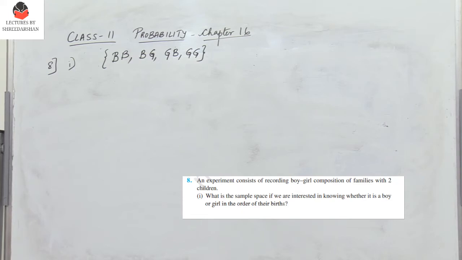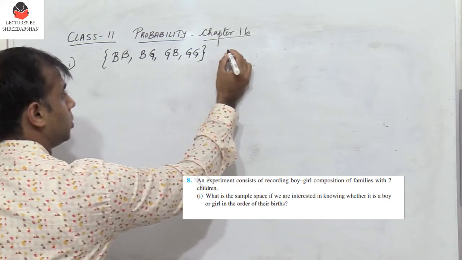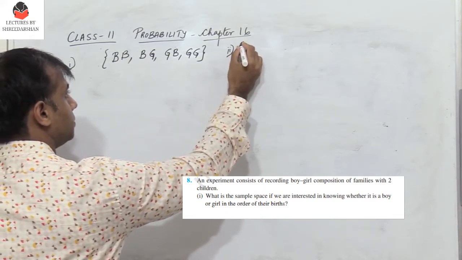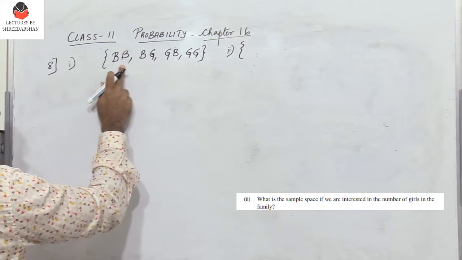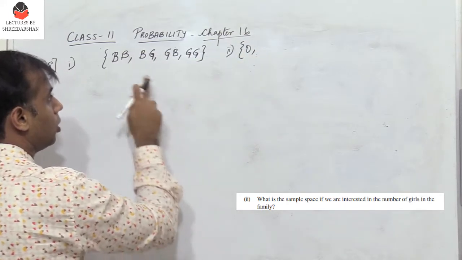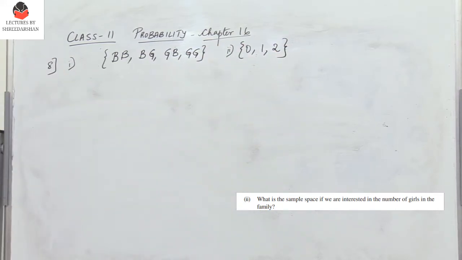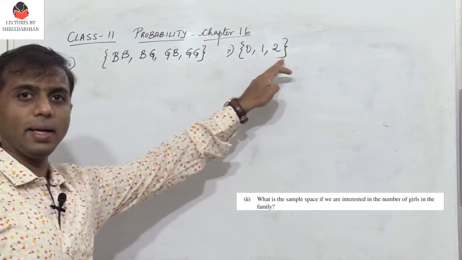The next one, find the sample space of number of girls in the family. So what about the number of girls in the family? It has been given that the family has 2 children. So there can be a case where there are no girls, that means both of them are boys, so it is 0. Or there can be 1 girl, or 2 girls. So the sample space is 0, 1 and 2.